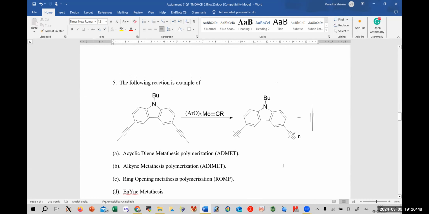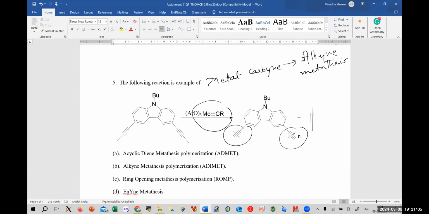Now, another thing that has been given: it's a metal carbyne system, and a metal carbyne system is always a catalyst for alkyne metathesis. So it's a very straightforward answer. Also, in the product, if you see, it's increasing the chain length of the alkynes, and it's a polymerization. But what kind of polymerization? It's an alkyne polymerization, because this is not an acyclic diene metathesis. It's not a diene system.